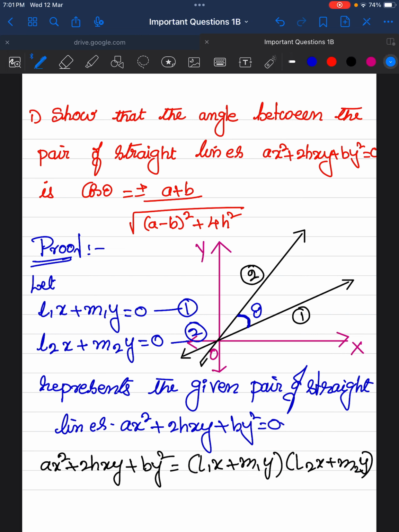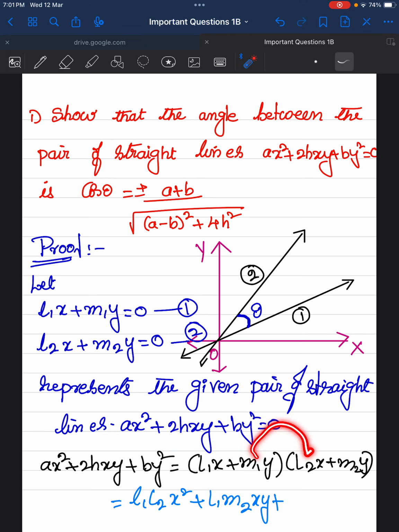So L1x into L2x, that is L1 L2 x square. All of you observe that. Next term is L1 M2 xy. Now second with, this multiplication, L2 M1 xy. Now what is the last multiplication? Second term with second term, M1 M2 y square. So I got it as M1 M2 y square.